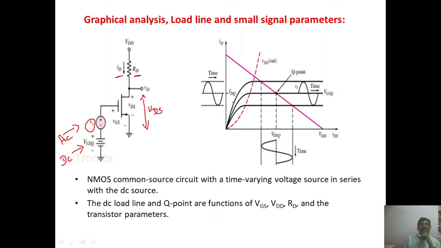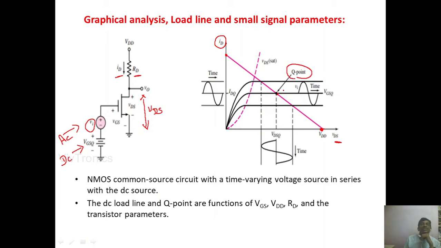So if you see the DC load line, which was drawn on the output characteristics, VDS is the output voltage of this CS amplifier and ID is the drain current, which means the output current. So this is the graph drawn between the output voltage and output current, so it is called the output characteristics curve. The load line is drawn on these output characteristics. On the DC load line we are going to set the Q point.